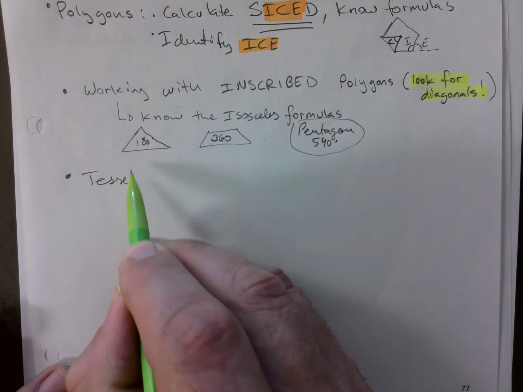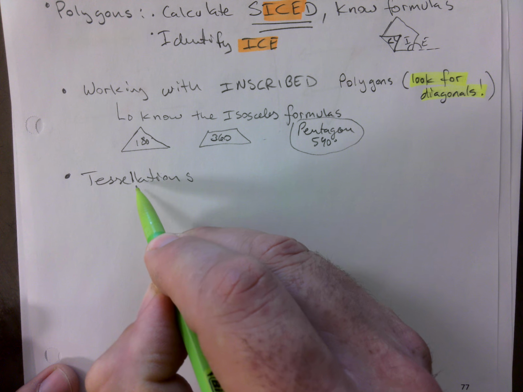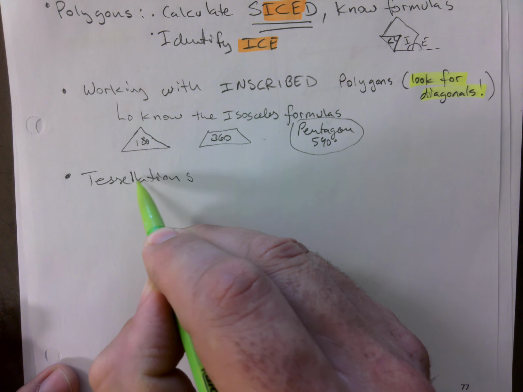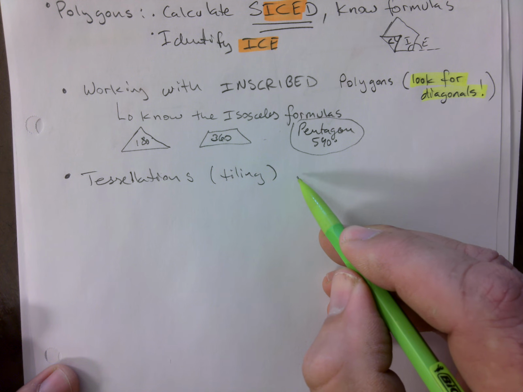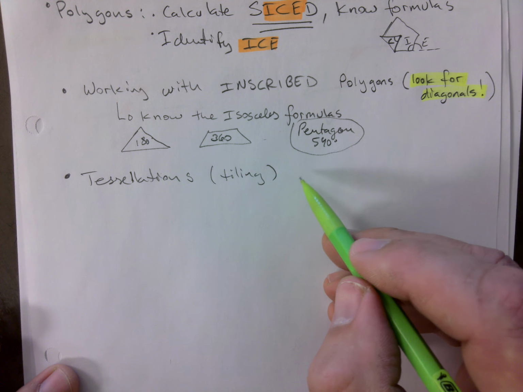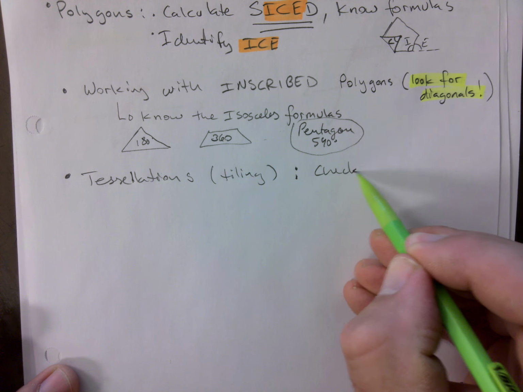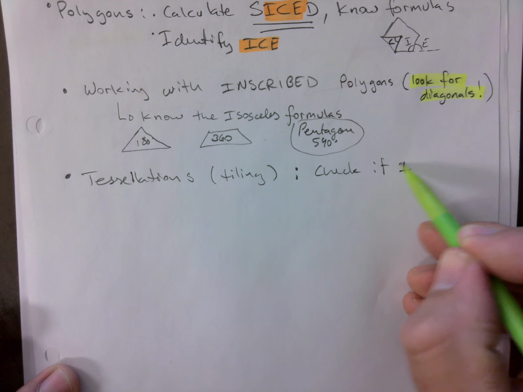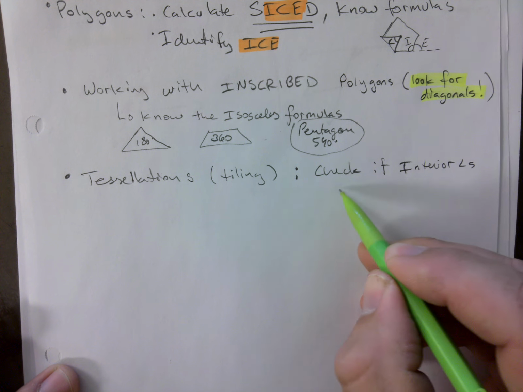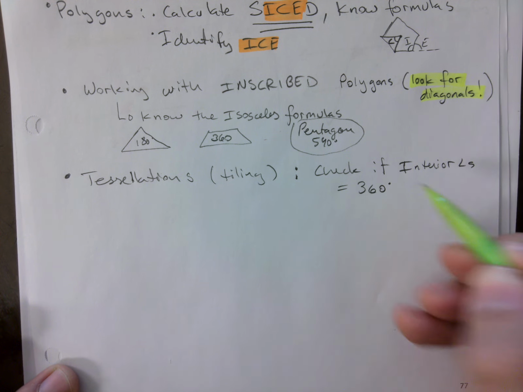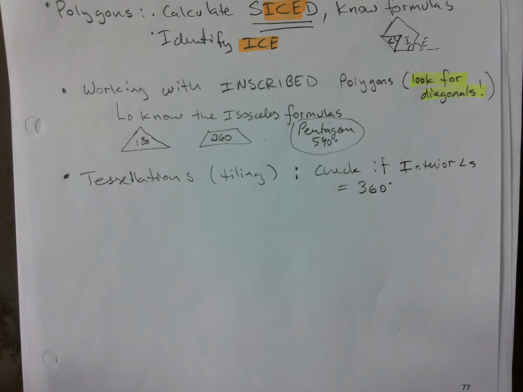Tessellations. Sorry, it has 2 S's and 2 L's, by the way. I may have tessellations. Tiling. Check if interior angles add up to 360. That's all I'm going to say there.